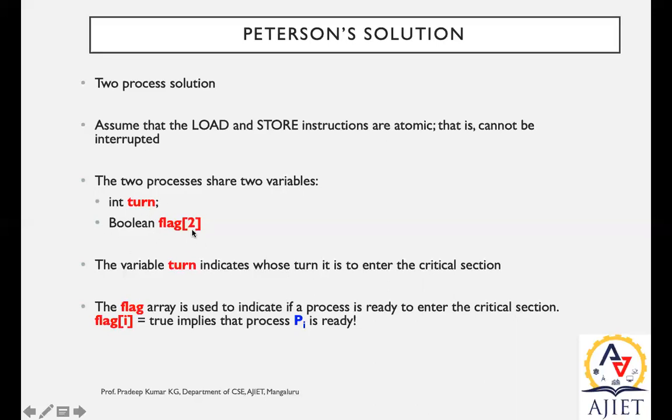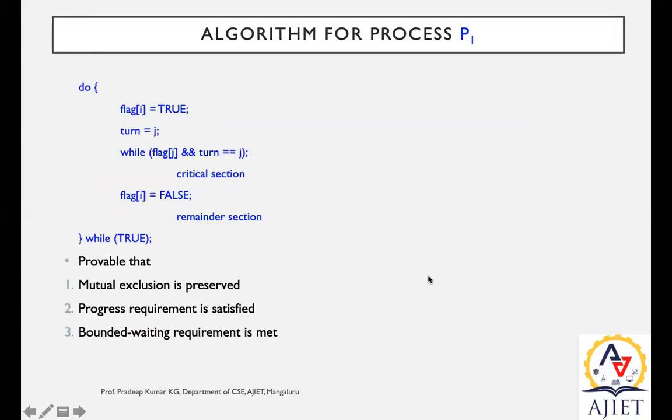The flag array will have boolean values and is used to indicate whether a process is ready to enter the critical section, either true or false. The particular process should be ready to enter; on the other hand, the process should be ready with its resources. So that is Peterson's solution. Now, how to implement this?